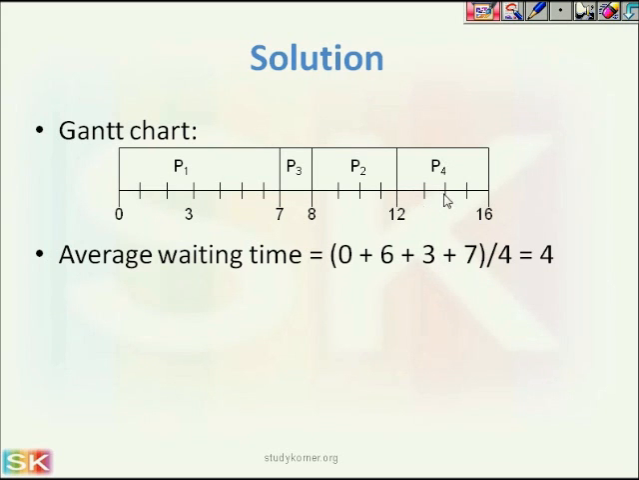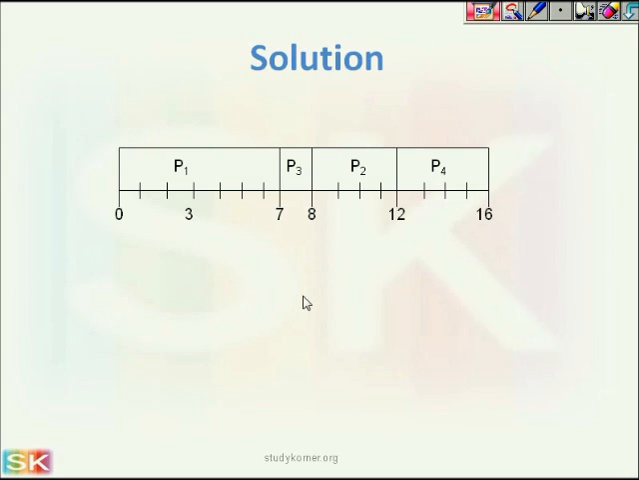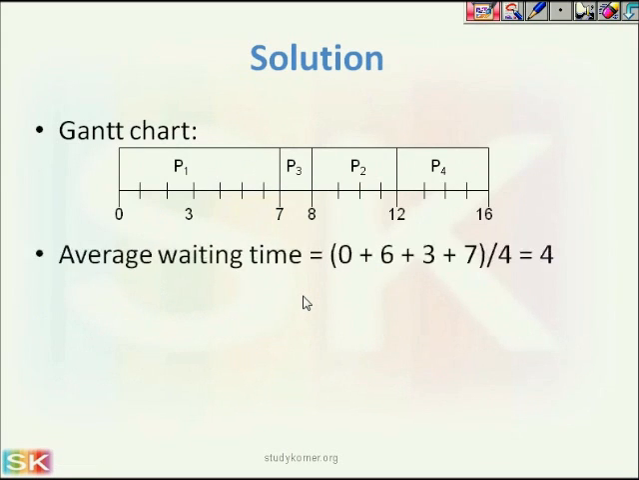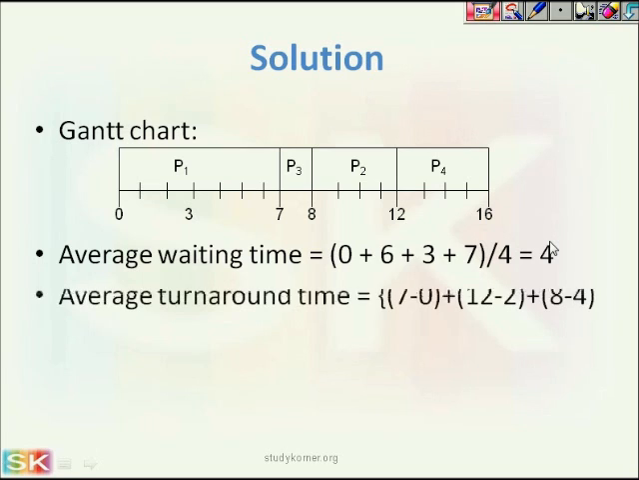For P4, P4 arrived at 5 seconds and it got the CPU at 12 seconds. So 12 minus 5, 7 is the waiting time of P4. So average waiting time is 0 plus 6 plus 3 plus 7 divided by 4, that is 4.